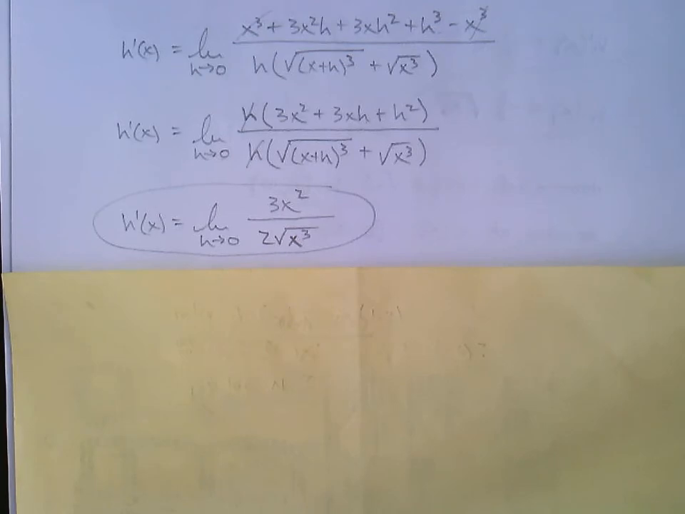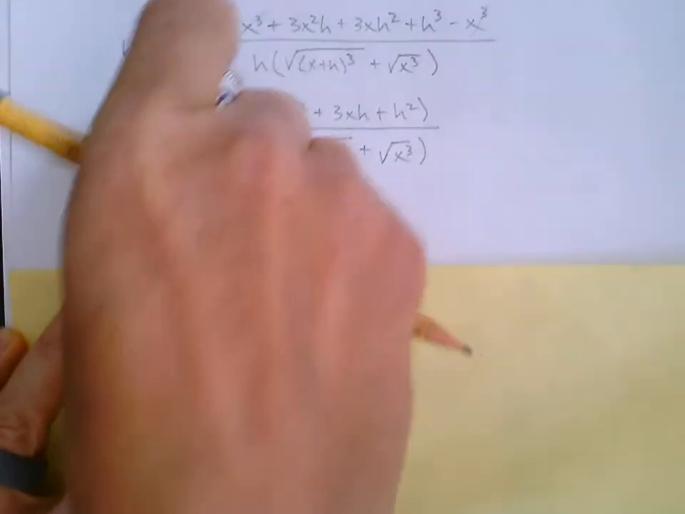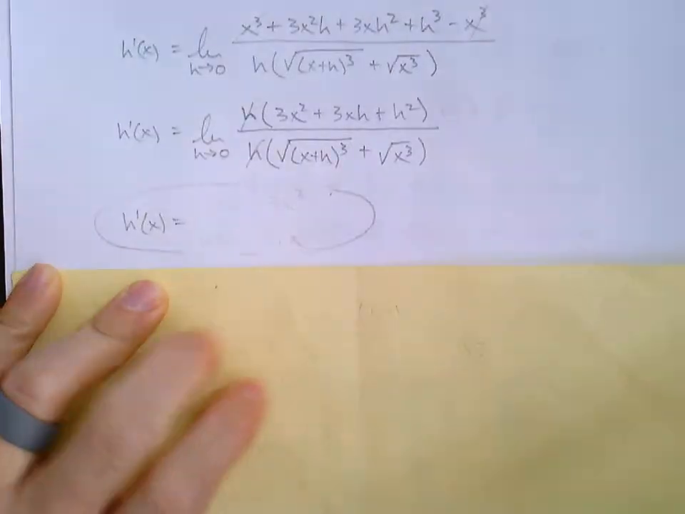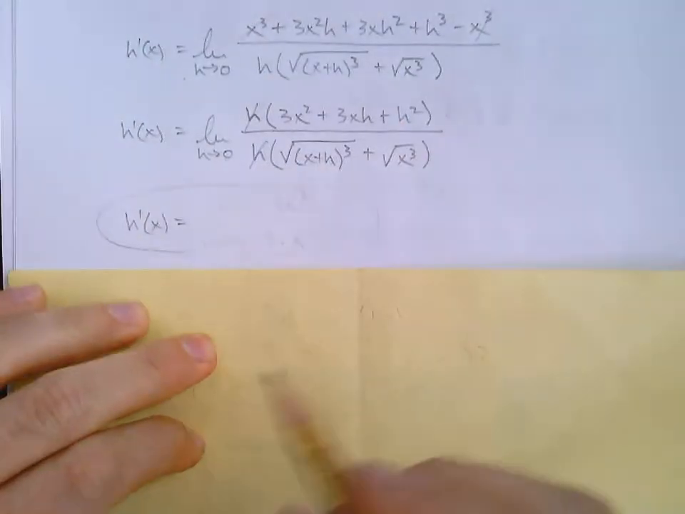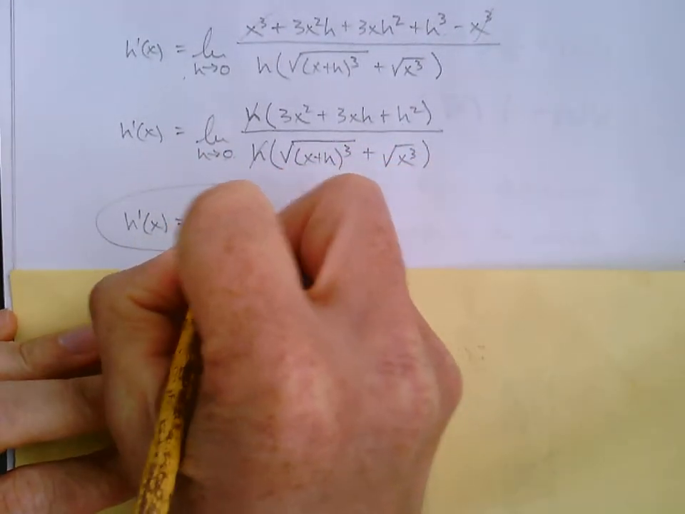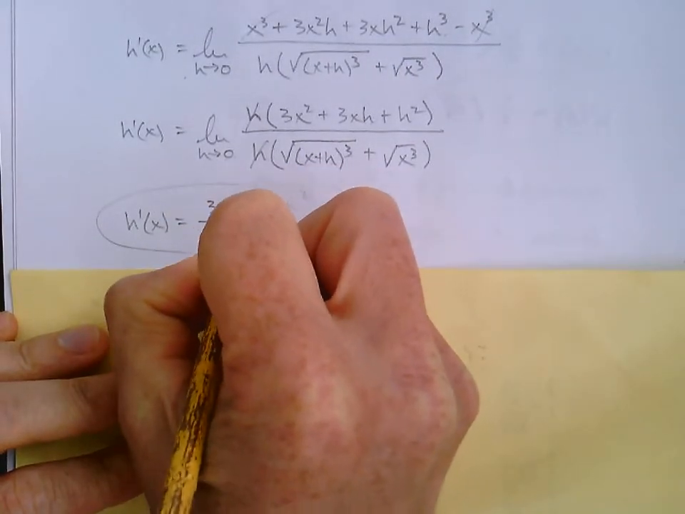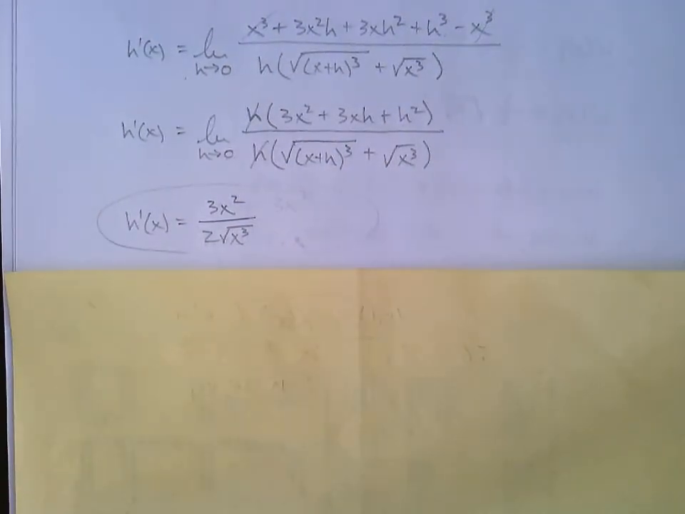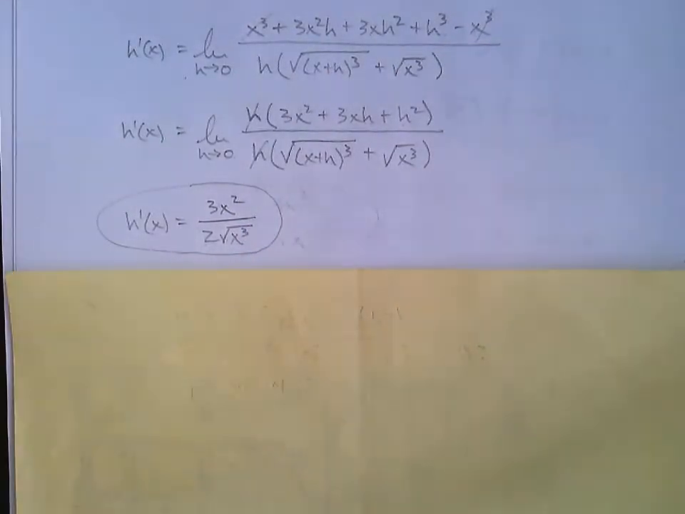H prime of x. Oh, I see I did something. I wrote the limit again. I should not have done that, because we just did the limit when we plugged the 0 in. Oh, man. Okay, so plugging in the 0 means we performed it. That's gone. 3x squared over 2 square root x to the third, since once the 0 goes in, we've got that twice. And that works as a final answer. Very nice.